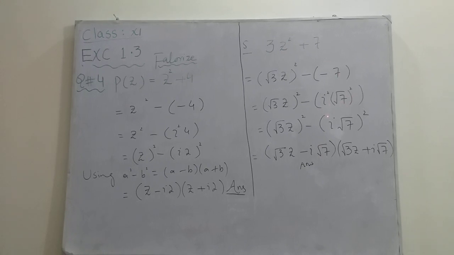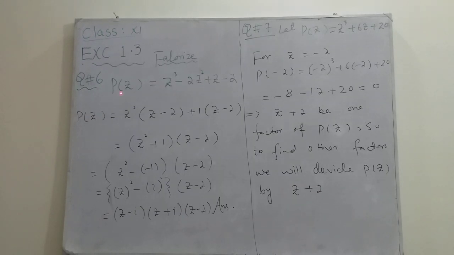Now we have iota square into square root 7 square, which can be written in the form of one single square, that is iota into square root 7 whole square. Here we have square root 3z whole square. Again using the same formula, a square minus b square equals a minus b into a plus b, where a is under root 3 into z and b is iota into square root 7. So we have a minus b into a plus b, which is the required answer.